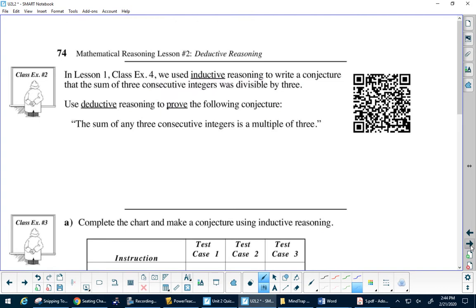Now, in lesson 4, we used deductive reasoning to write a conjecture: the sum of 3 consecutive integers is divisible by 3. If you remember this, let's just write an example, 3 plus 4 plus 5. 3 plus 4 is 7, 7 plus 5 equals 12. It says it's divisible by 3. And if we try anything else, 4 plus 5 plus 6 equals 15. 15 is divisible by 3.